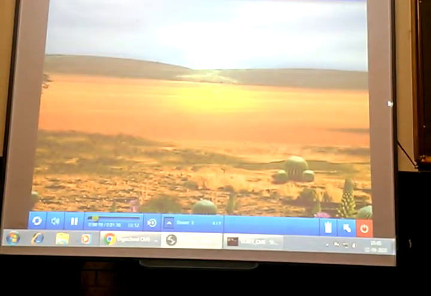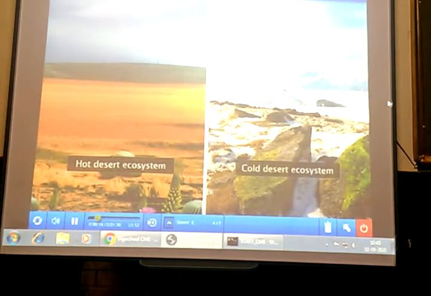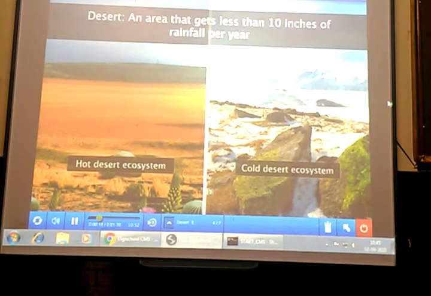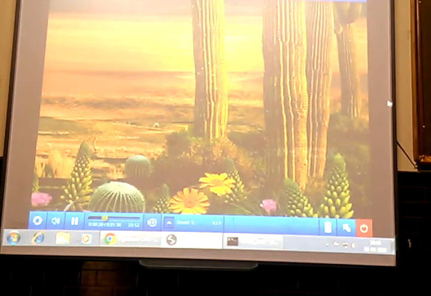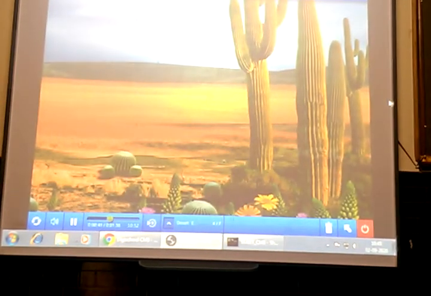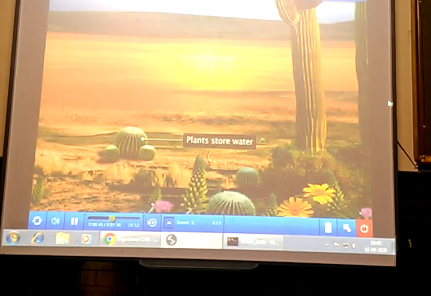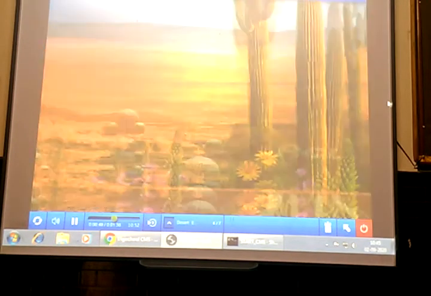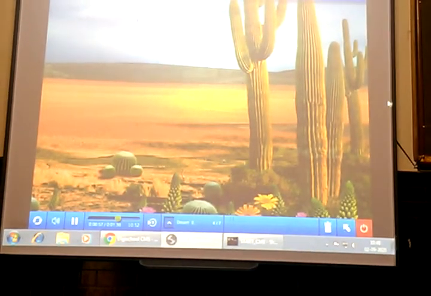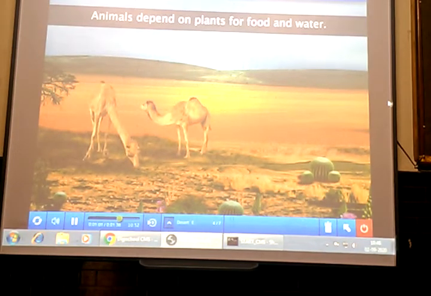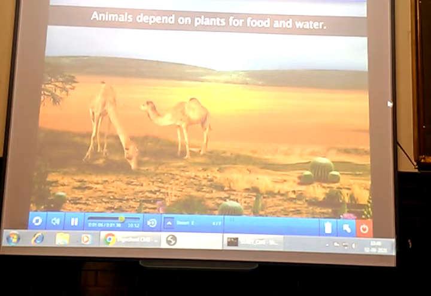The desert ecosystem includes the hot desert ecosystem and the cold desert ecosystem. An area that gets less than 10 inches of rainfall per year is a desert. In the hot desert ecosystem, moisture plays the dominant role in the growth of vegetation, since water is scarce. Plants store water or have long roots to absorb the moisture from the soil. Animals depend on these plants not only for food, but also for water.